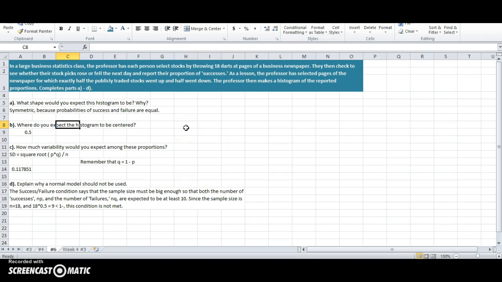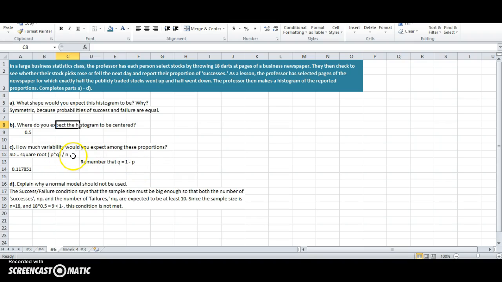Part C, how much variability would you expect among these proportions? Now remember that variability is measured by the standard deviation, because you want to know how much it deviates from the center. In the simplest of terms, our equation is the square root of p times q divided by n. Remember, p is our probability, and q is equal to 1 minus p.